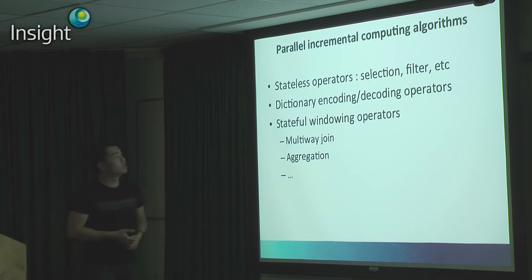Something like that. Some operators are easy to parallelize, like standard stateless operators; if you do simple filtering, it's easy to parallelize. Then dictionary encoding: if someone is familiar with RDF storage, you will see all the data is encoded as integers for processing, and when you have the data in encoded integer format, you want to look it up in the dictionary to see it in its real format.